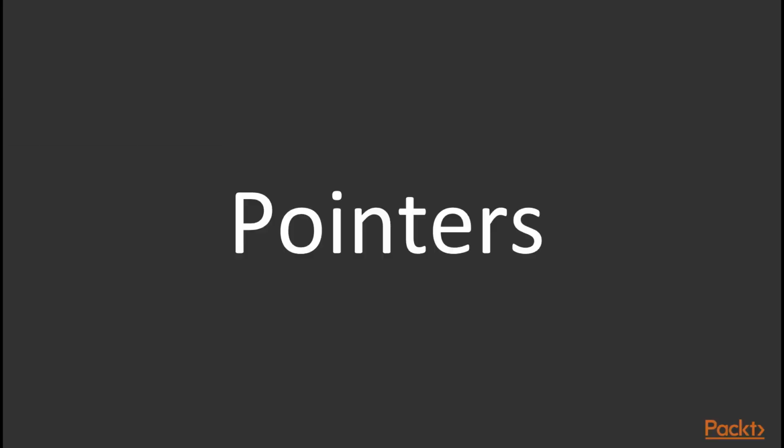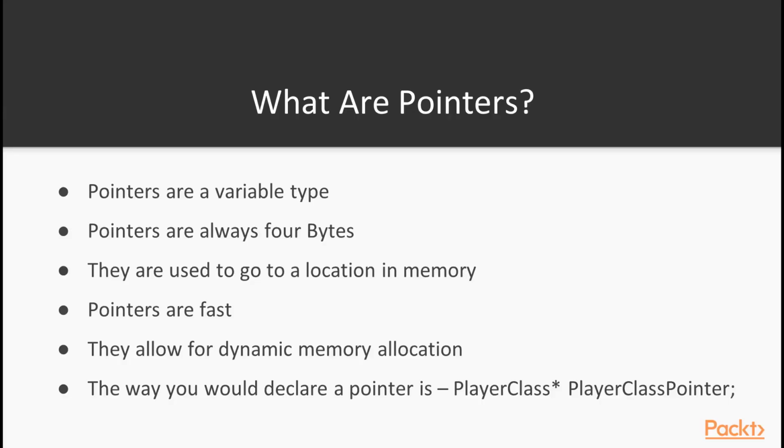Pointers are one of the most important features of C++ to understand. Pointers use a variable type that always takes up 4 bytes. Pointers are used to go to a location in memory or to get the actual address, and can only point to one variable type when declared. When declared, if they are not set to an address, then they are immediately null pointers.